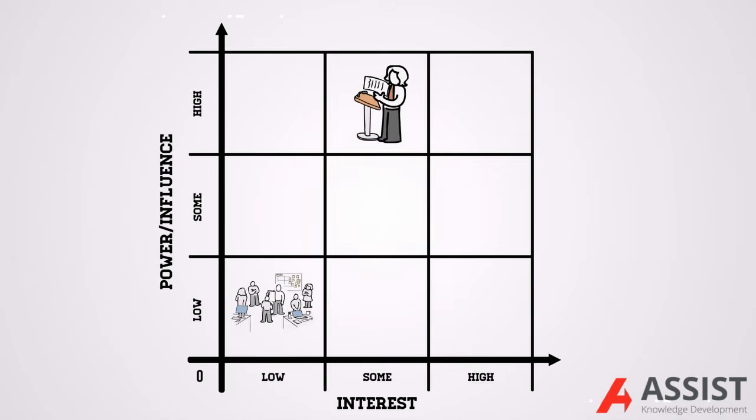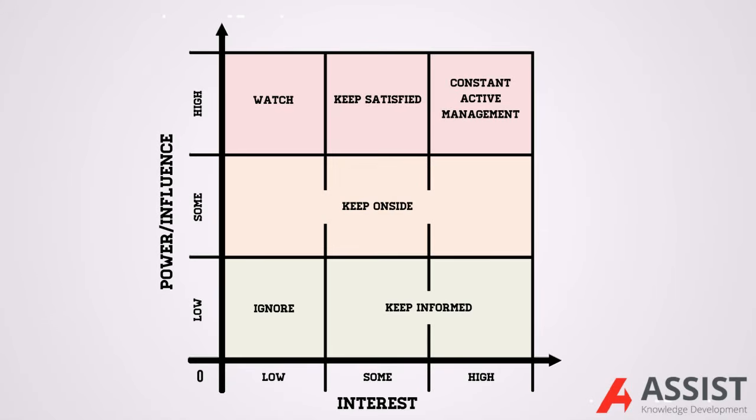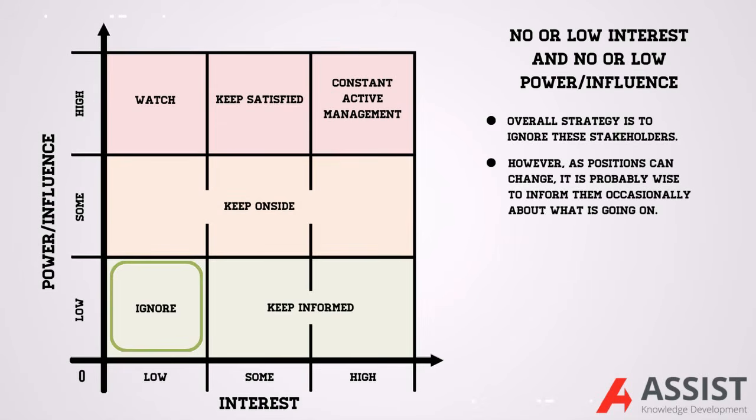Once the stakeholders have been plotted on the power interest grid, we can decide how to engage with each stakeholder. Shown here are the appropriate stakeholder management strategies to be used depending on where the stakeholders are placed on the grid. Starting at the bottom, we have those with no or low interest and no or low power influence. The overall strategy is to ignore these stakeholders for the time being. However, as positions can change throughout the course of a project, it's probably wise to inform them occasionally about what's going on.